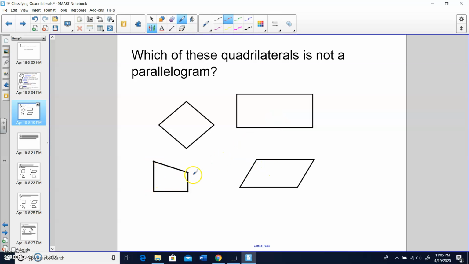Go to this one. Do we have two sets of parallel sides here? No. We have one set, and then the top and the bottom will eventually touch. So this one is not a parallelogram. It would be a trapezoid. The last figure, just to cover our bases, we have a top and bottom that are parallel, and the right and the left are also parallel.